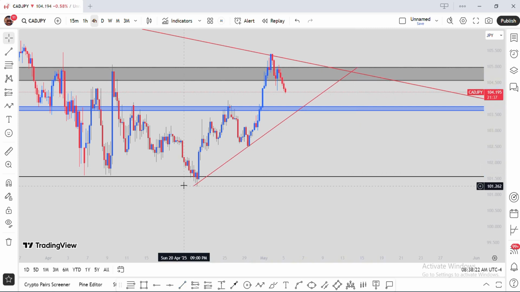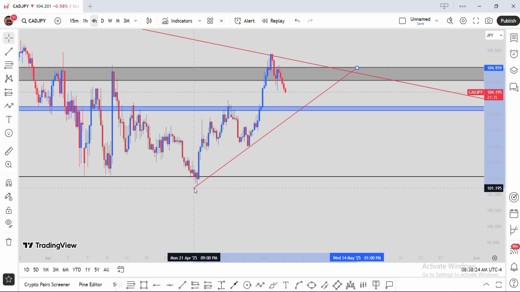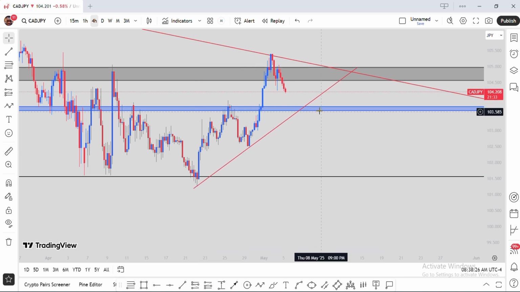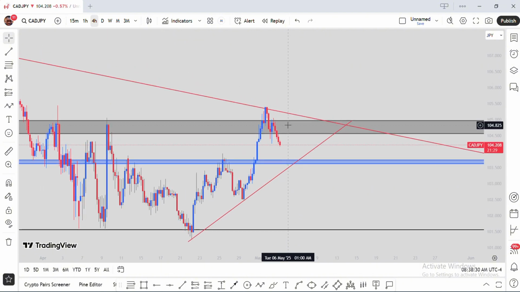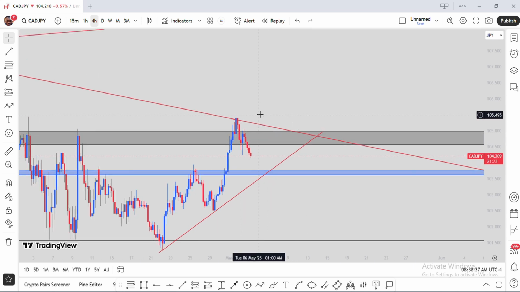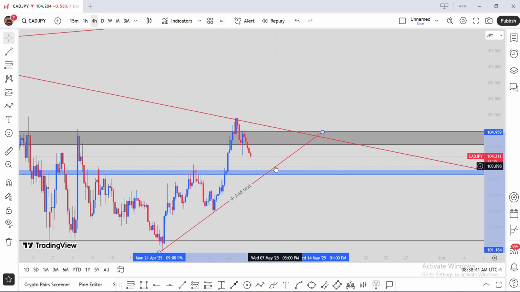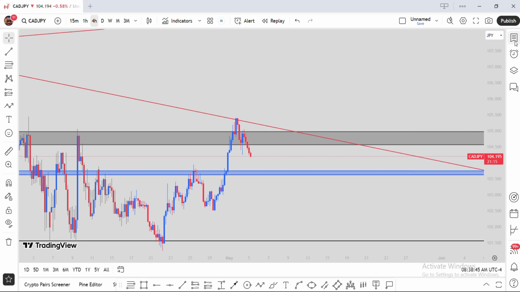For me to start looking for a selling opportunity, I will have to wait for price to clear this counter trend line and also this minor level. Or if price should break above this level, above this trend line and also this neckline, I'll be looking for a buying opportunity after price comes back down to retest this level. So that's what I'm currently looking at on CAD JPY at the moment.